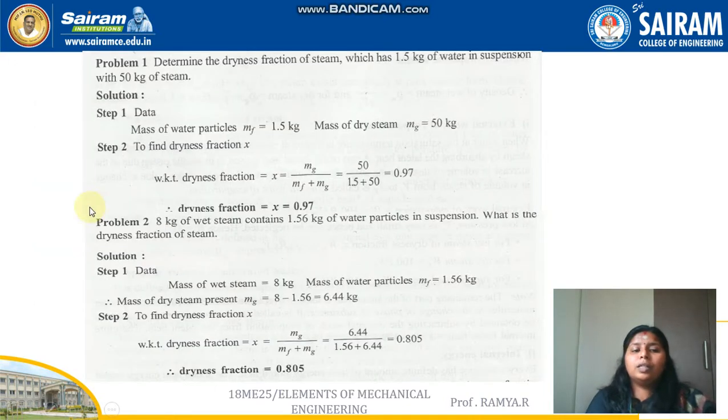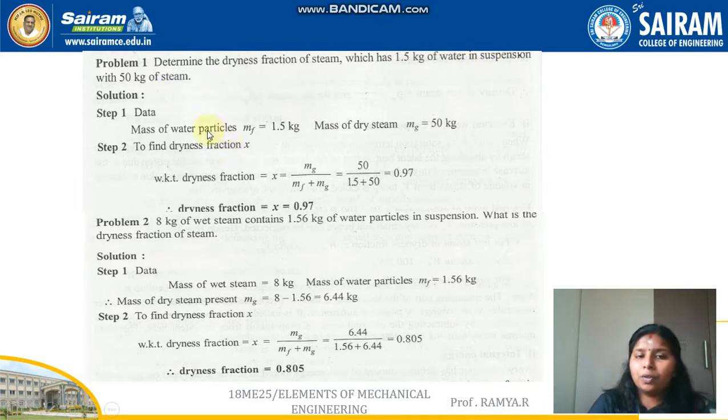So the next one is about some problems in steam. The first one is to determine the dryness fraction of a steam which has 1.5 kg of water in suspension with 50 kg of steam.